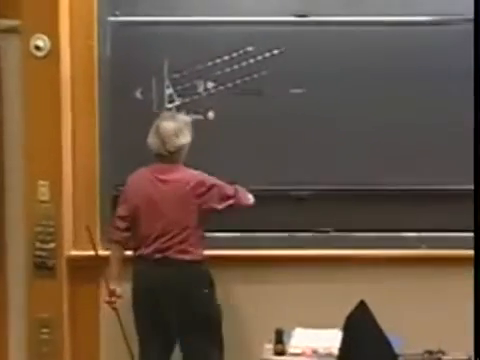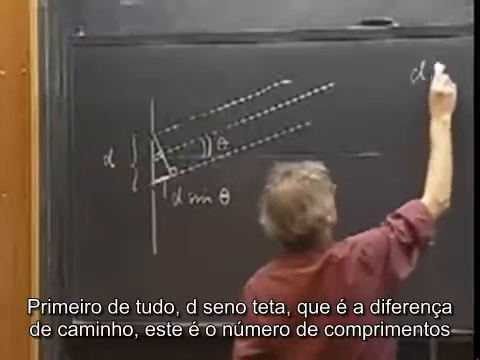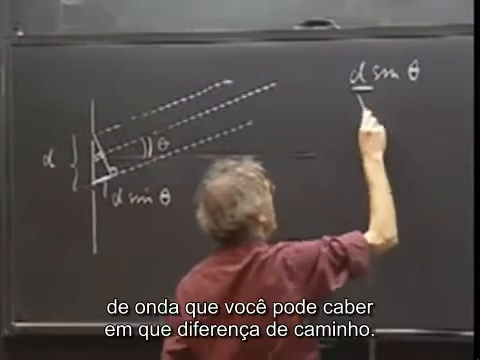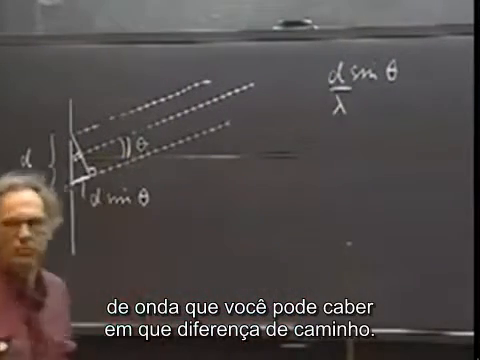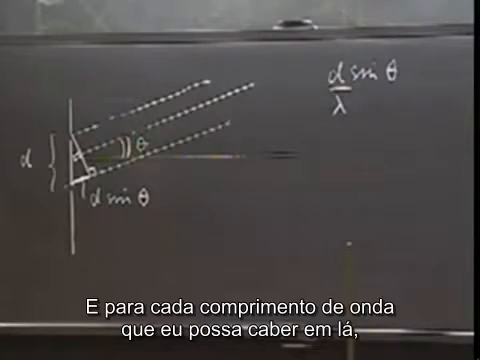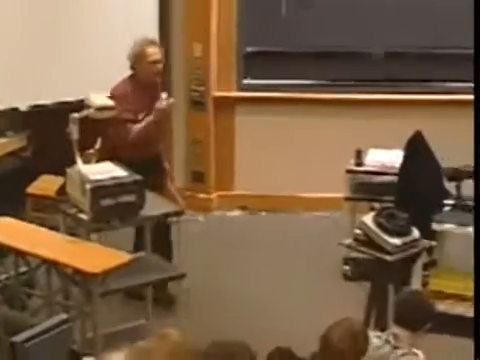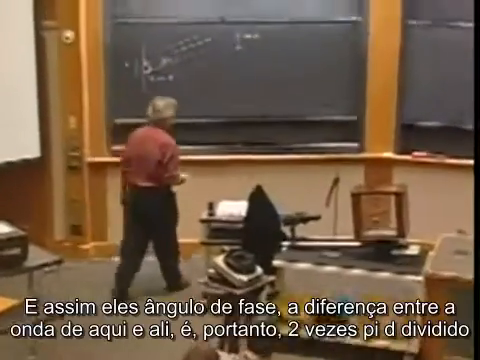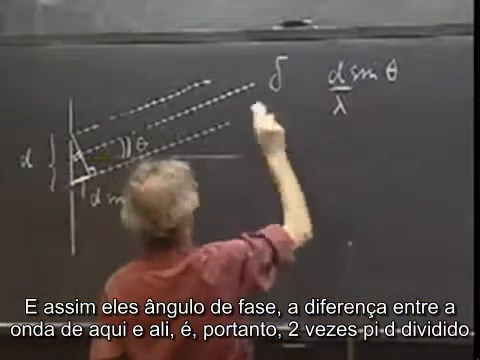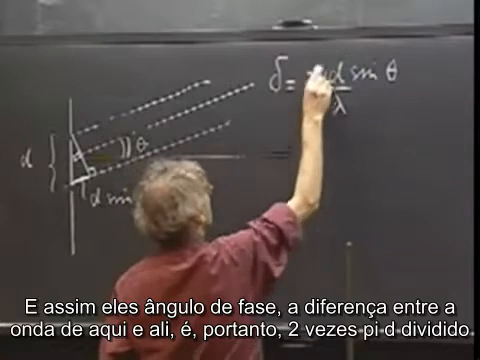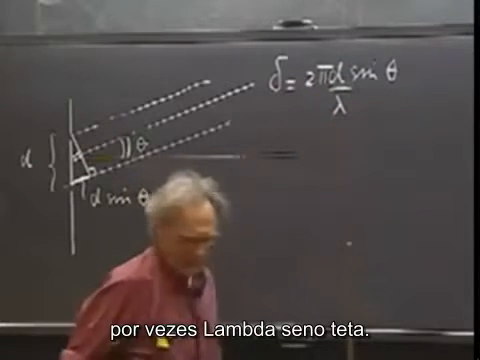Delta. First of all, d sine theta, which is the path difference, this is how many wavelengths you can fit on that path difference. So I divide it by lambda. And for each wavelength that I can fit on there, the phase difference is going to be 2 pi. And so the phase angle, the difference between the wave from here and there, is therefore 2 pi times d divided by lambda times sine theta.